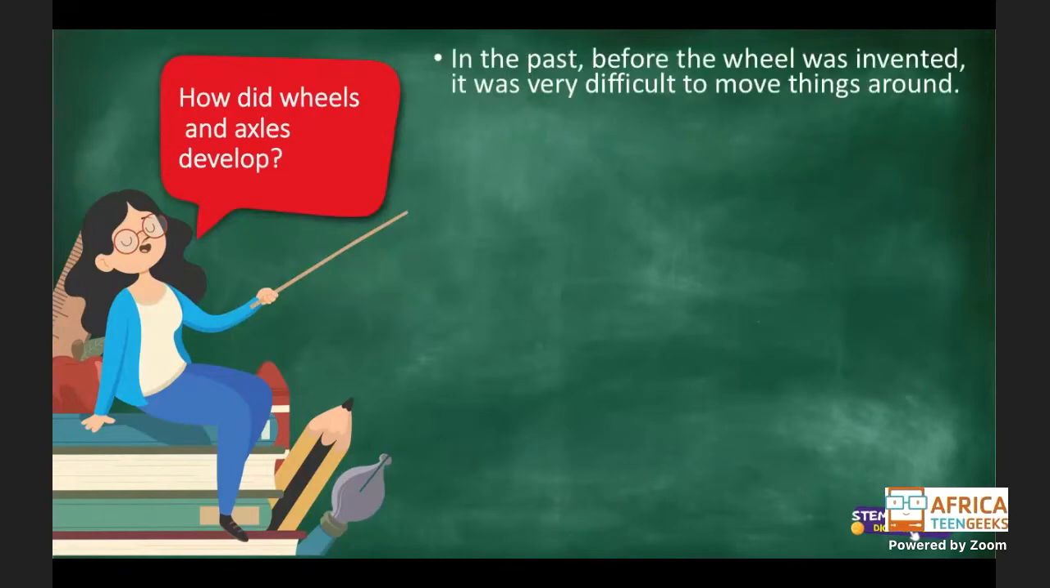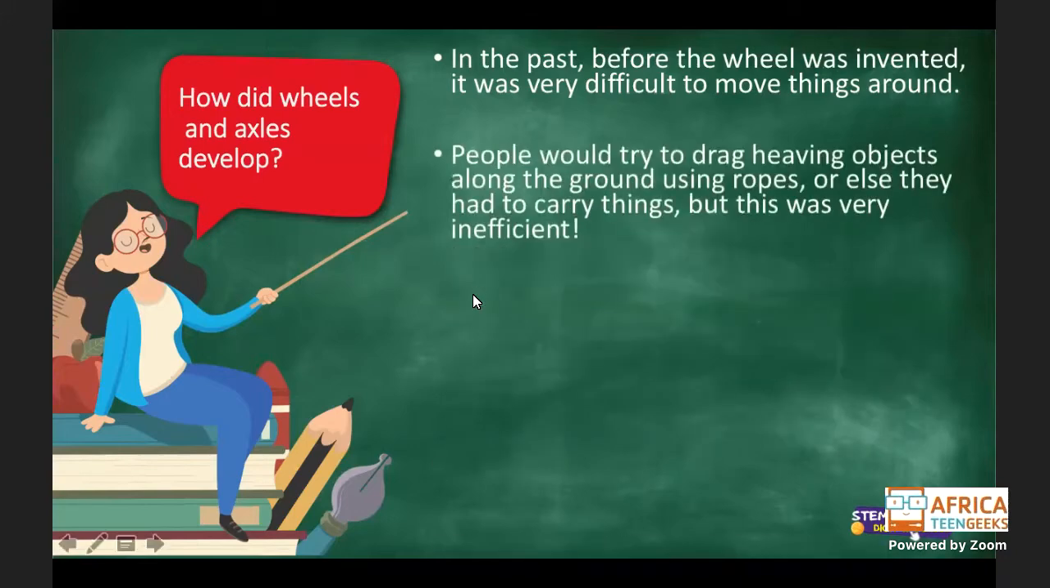Wheels and axles developed a long time ago. Let me move this. In the past, before the wheels were invented, it was very difficult to move things around. You would imagine Egyptians trying to build a pyramid with big bricks. So they had different methods to shift those bricks from a particular destination to an end destination. They used different methods to move big stones, but it was so tiring and time consuming.